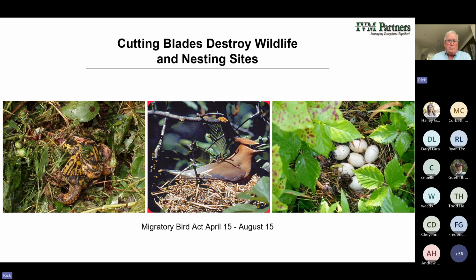We're not supposed to mow between April 15th and August 15th in the eastern part of the US. And that's because the migratory birds are nesting. So you don't want to destroy them. But turtles can't get out of the way of 3,000 RPM blades, and quail and turkey also can't get out of the way. Their nests are going to be in those right-of-ways.